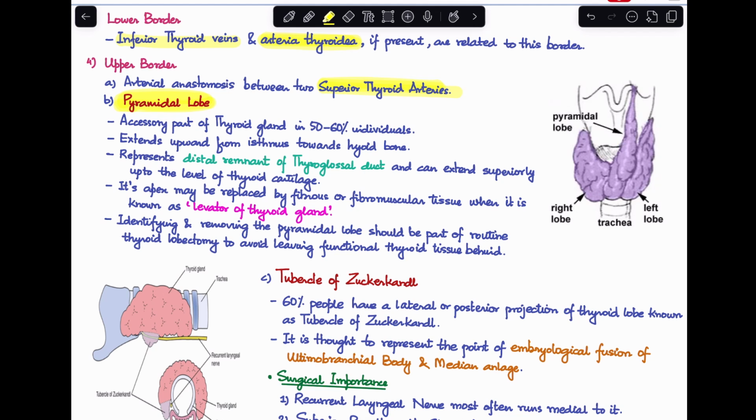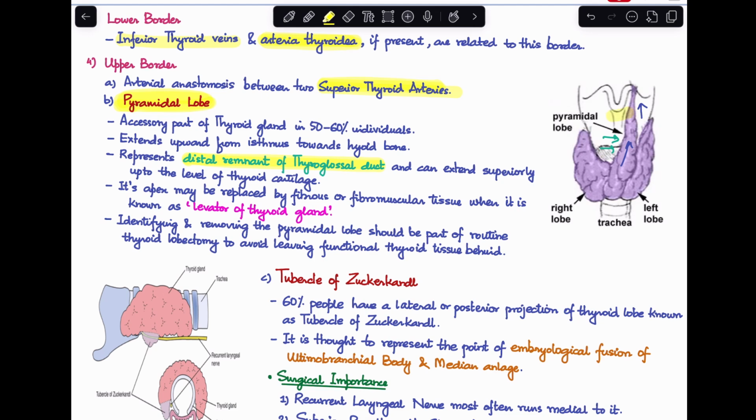What is pyramidal lobe? You can see in the image here, this is the pyramidal lobe. Pyramidal lobe is basically an accessory part of the thyroid gland, which is not seen in all individuals. It is seen to be in 50 to 60% individuals. It usually extends upwards, and from the isthmus, it goes towards the hyoid bone. It represents a distal remnant of the thyroglossal duct, and it can extend superiorly up to the level of the thyroid cartilage.